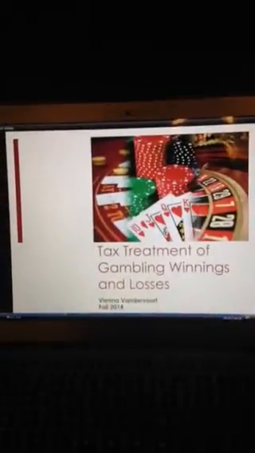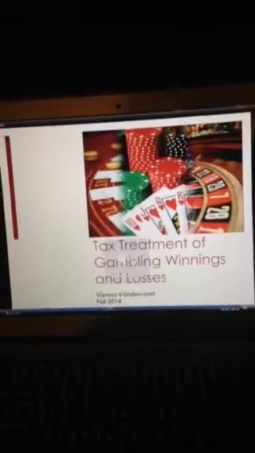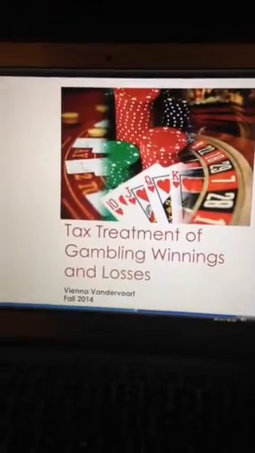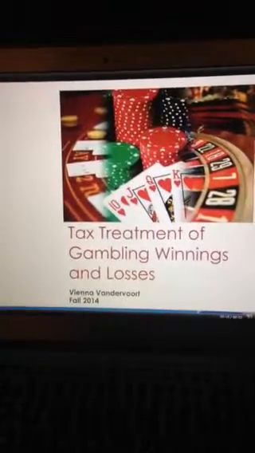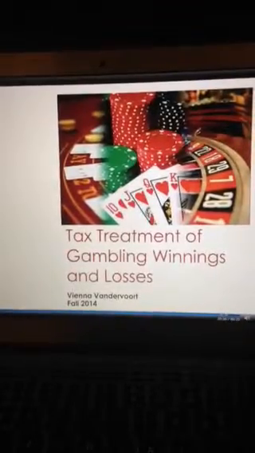Presenting briefly on the tax treatment of gambling winnings and losses. And please be aware that these rules apply to casual gamblers only, and there are separate rules and ways of reporting winnings and losses for a taxpayer who could claim gambling as a trade or business.